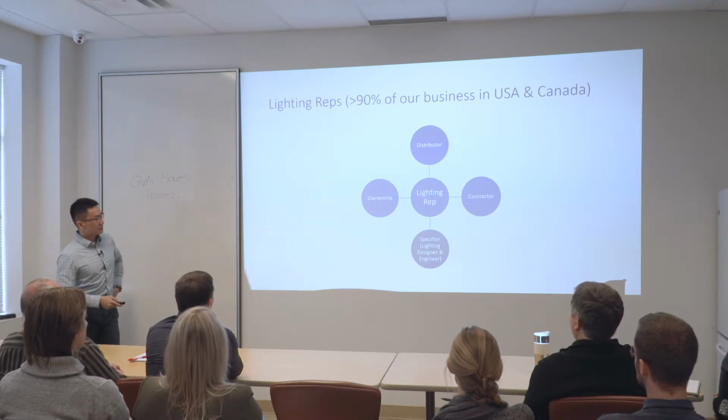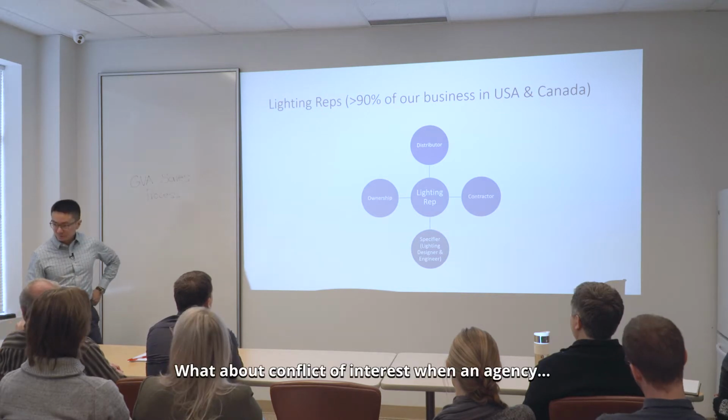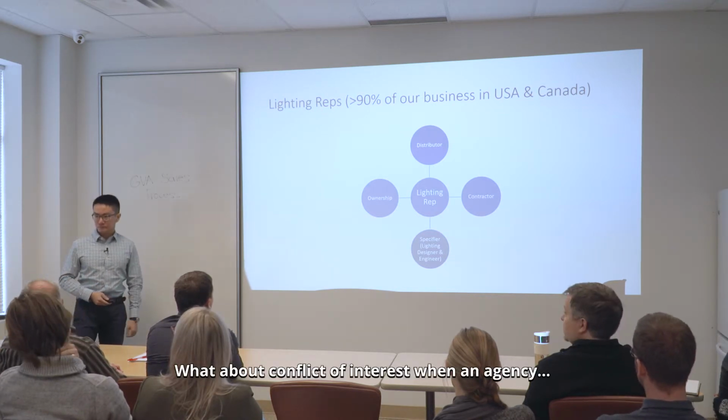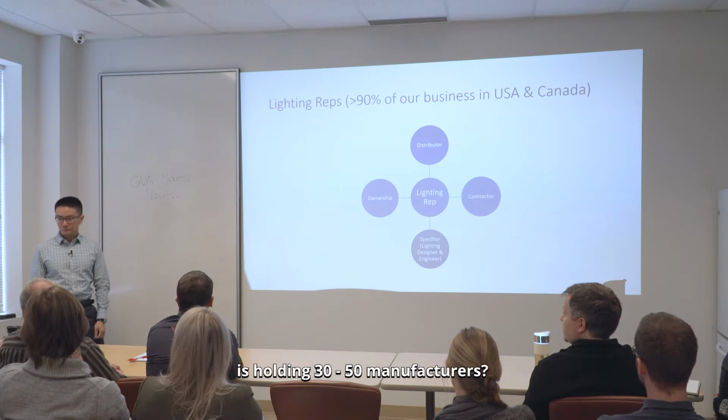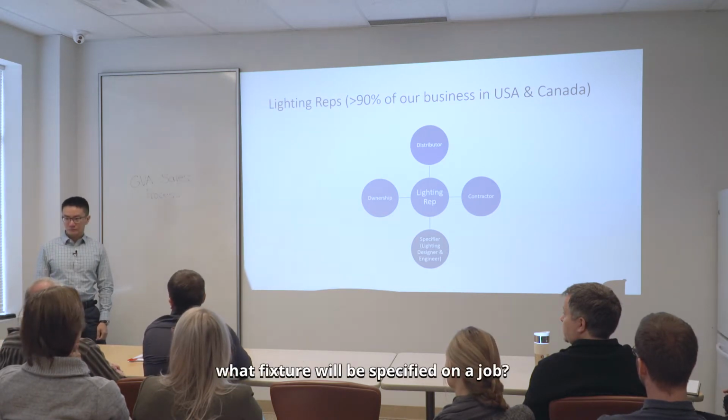So here is a diagram showing the lighting reps. Question: what about the conflict of interest with an agency holding 30 to 50 manufacturers? How are they selecting what fixture will be specified on a job?